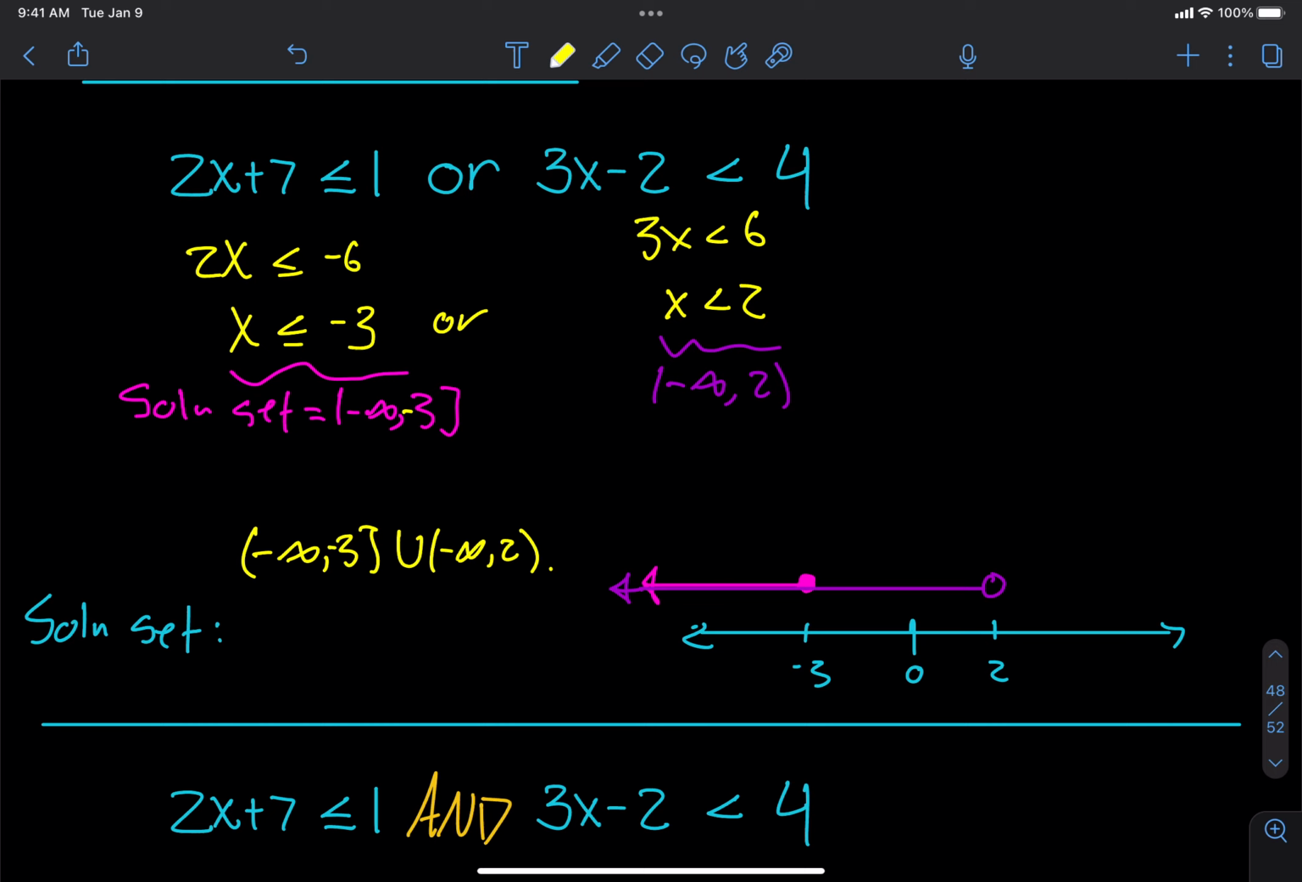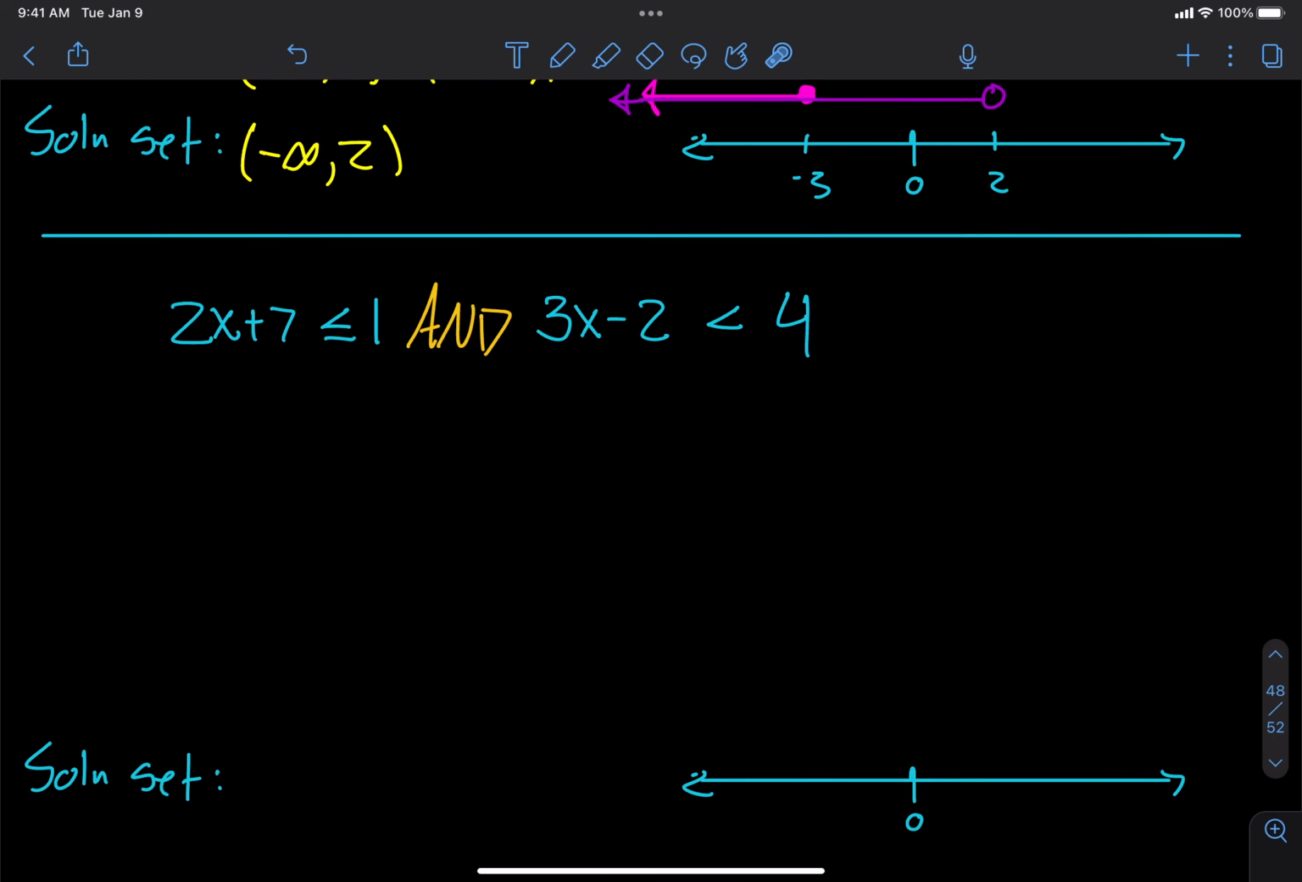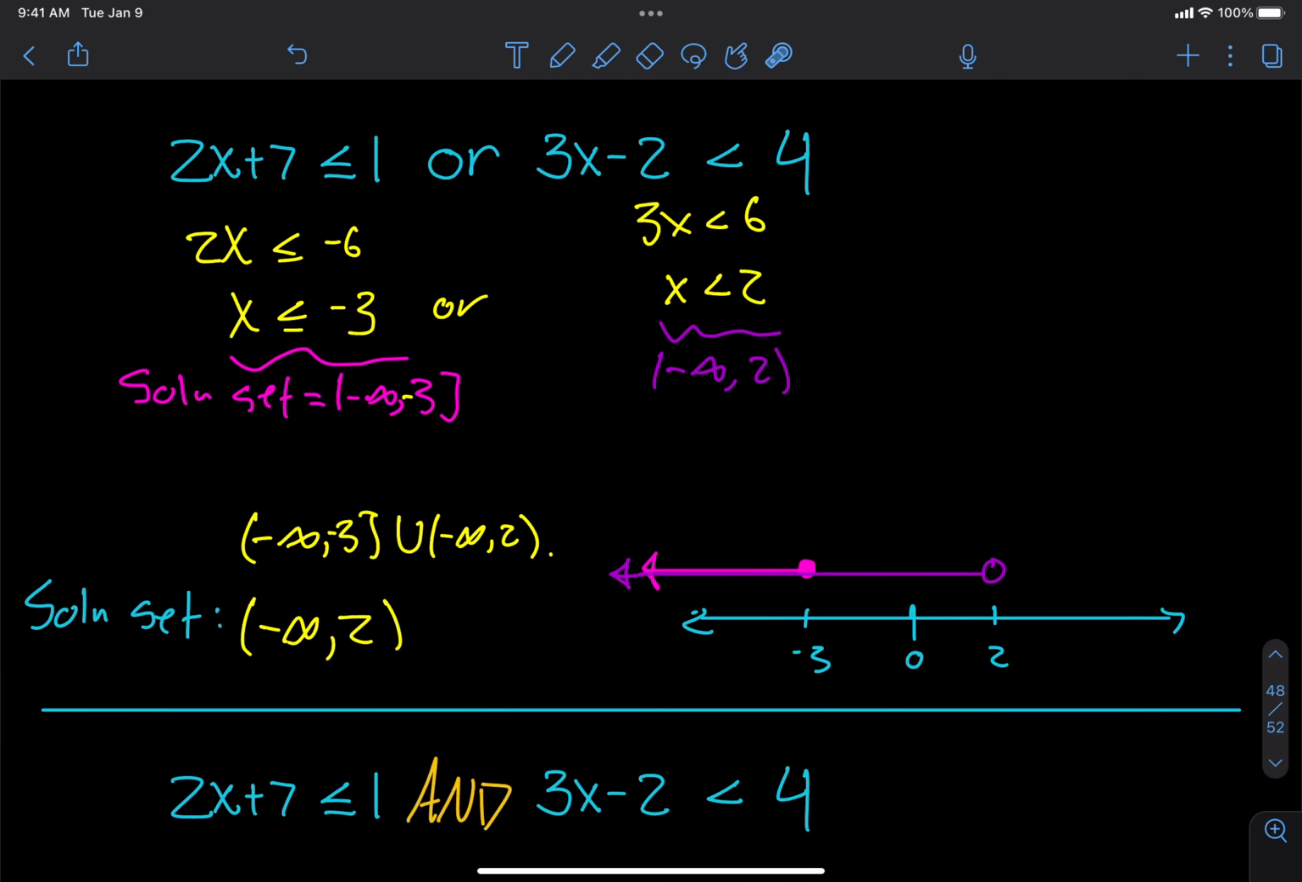So what am I going to get? Negative infinity comma 2, right? Kind of strange. I just get the set on the right. Why is that? That's because every number which is in the first set is already in the second set. So if I combine a set with something that was already inside it, I haven't changed anything. All right. So that's how we take that union. Any questions on this example?